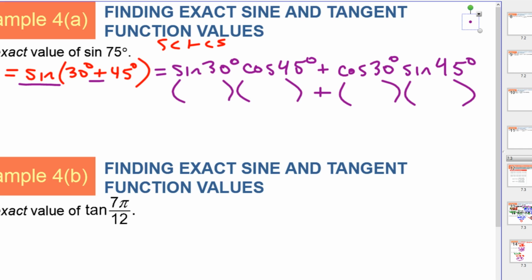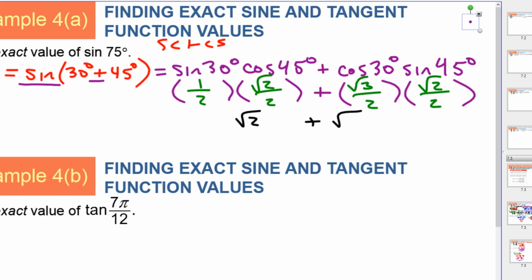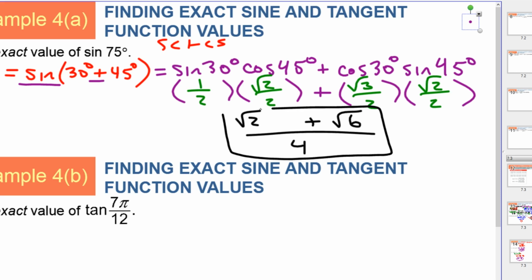But at this point, I just fill in from the chart. Sine 30 is 1/2. Cosine 45 is square root of 2 over 2. Cosine 30 is square root of 3 over 2. Sine 45 is square root of 2 over 2. You start seeing the same numbers over and over again because, of course, we're using the chart over and over again. I'm going to skip a step here, but that's going to be square root of 2 over 4, and this one's going to be square root of 6 over 4, so I'm just going to combine them into one fraction. Square root of 2 plus square root of 6 all over 4.